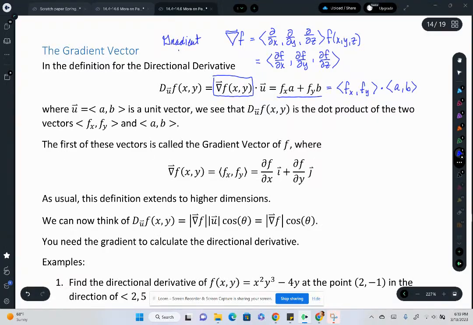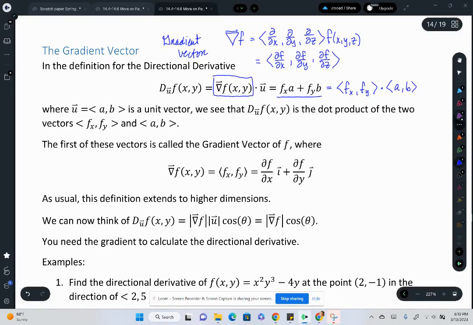And the gradient vector is just the vector that has the first partial derivatives of a function. If we take that gradient vector and put it in a dot product with a unit vector, that is going to calculate the directional derivative. So that's the relationship between the two.